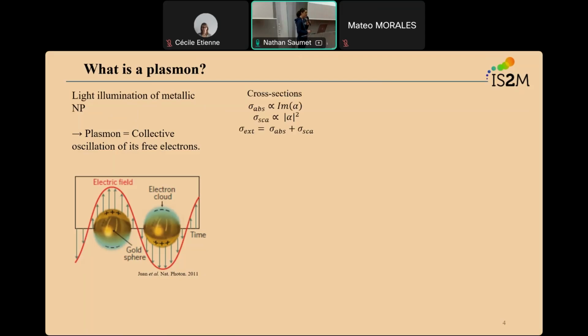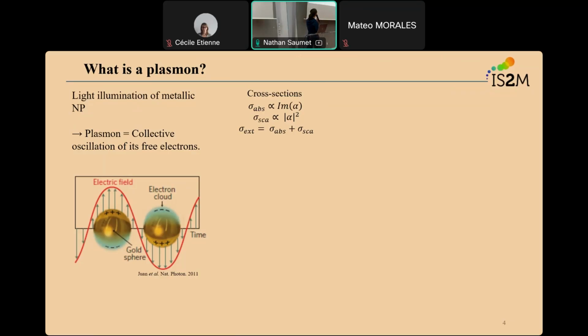These effects, so this interaction between light and metallic nanoparticles, can be quantified using cross-sections. So basically, we have 3 cross-sections. The absorption cross-section, so it's the particle that is absorbing light. It can scatter light, so re-emitting by scattering. And we can add these 2 to have the extinction cross-section.